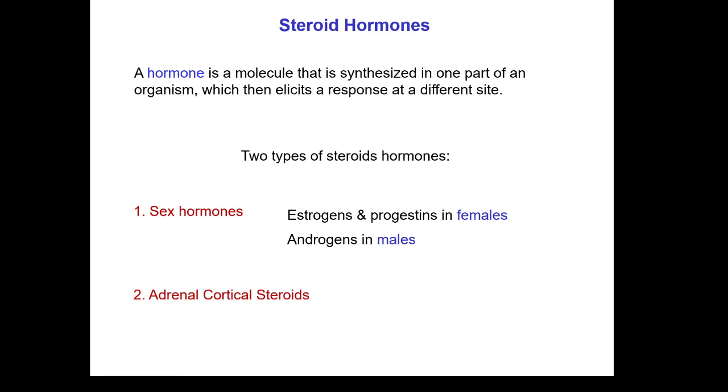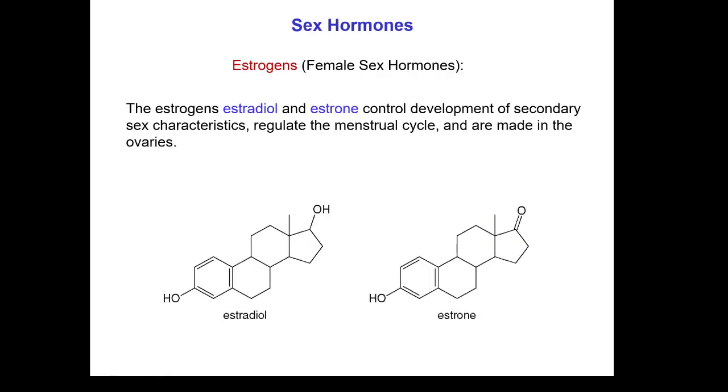How about hormones? Hormones are also considered fats. Okay, they're synthesized in an organism, and depending on where they're released and what type of hormone, they'll elicit a specific response by the body. Okay, so we have our sex hormones, estrogen and progesterone in females. We got androgens in male, and then we have our adrenal cortical steroids. Okay, so they're the two types of steroid hormones that we essentially find in our bodies.